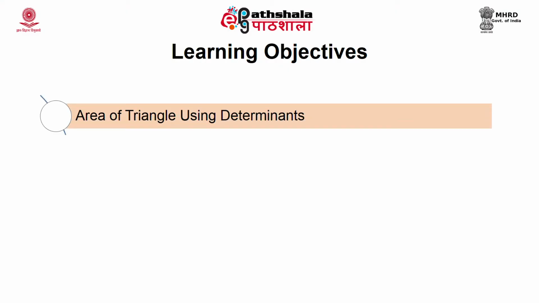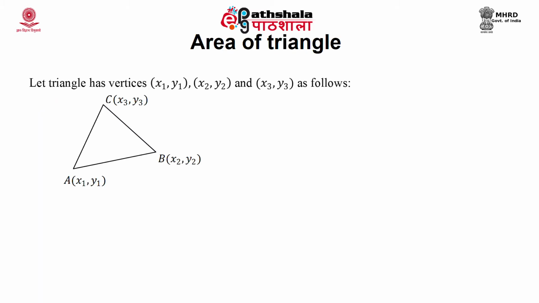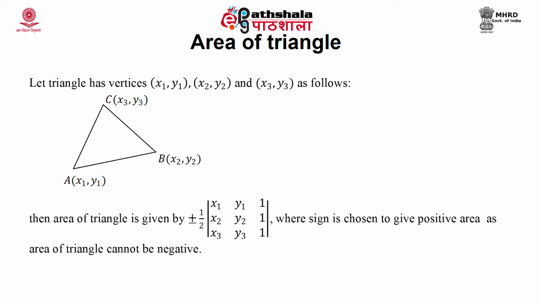So the first application of determinants is the area of a triangle. Let us consider a triangle with vertices x1, y1, x2, y2, x3, y3 as follows. The area of the triangle is given by plus or minus half of the determinant of this matrix, where the first column will have x1, x2, x3, the second column will have y1, y2, y3, and the last column is just 1s, where the sign is chosen to give a positive area, as the area of a triangle cannot be negative.